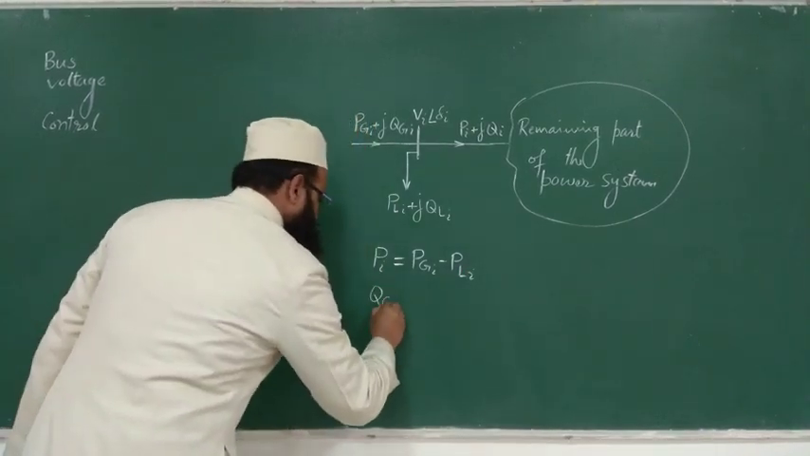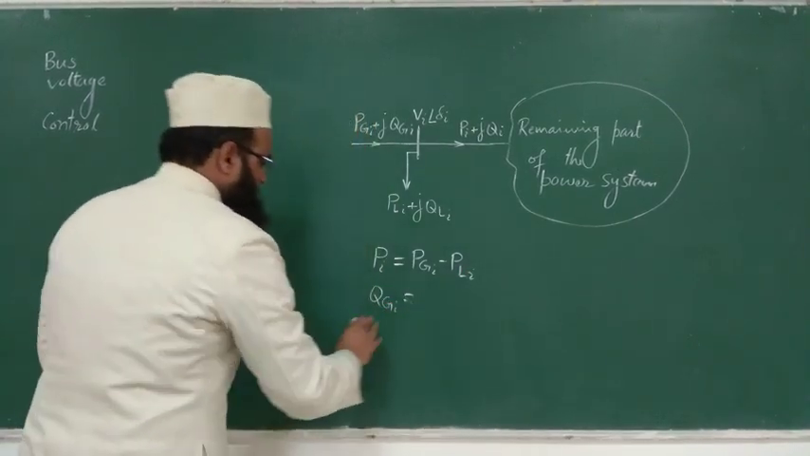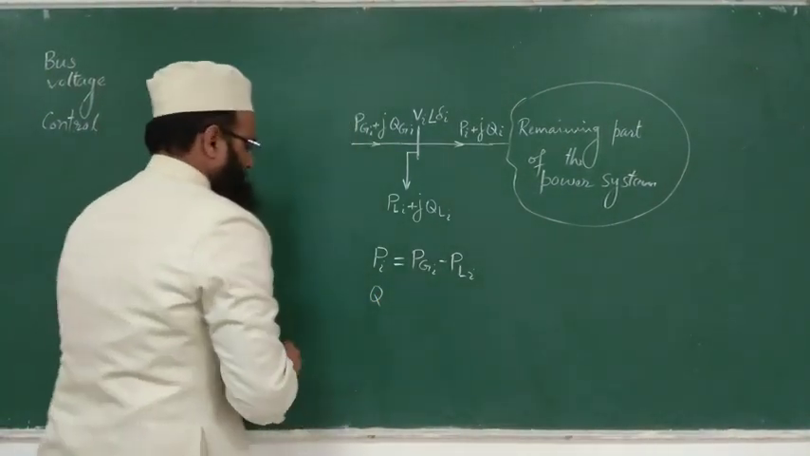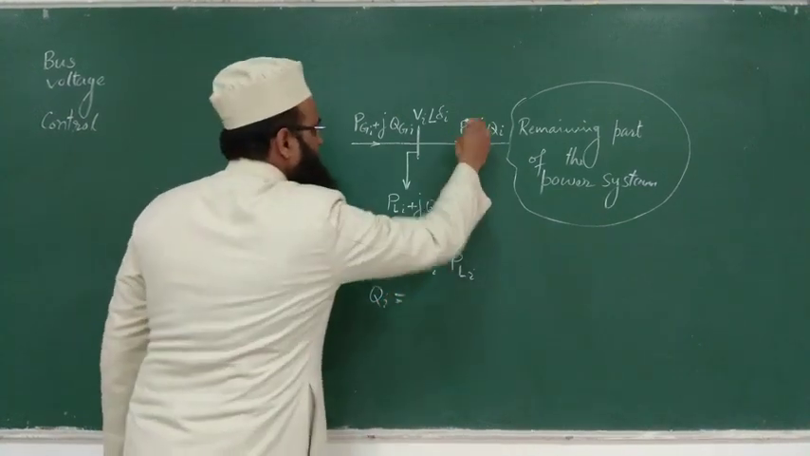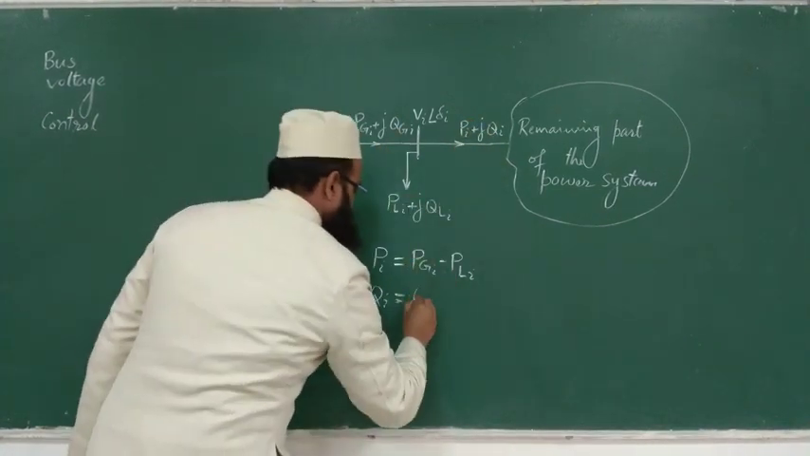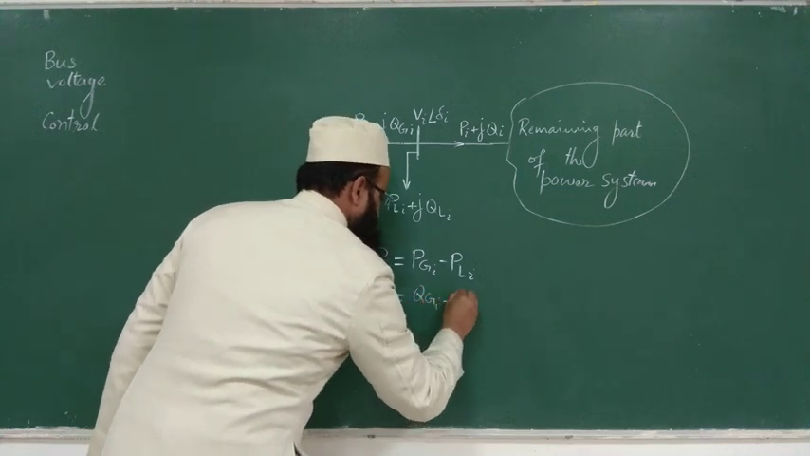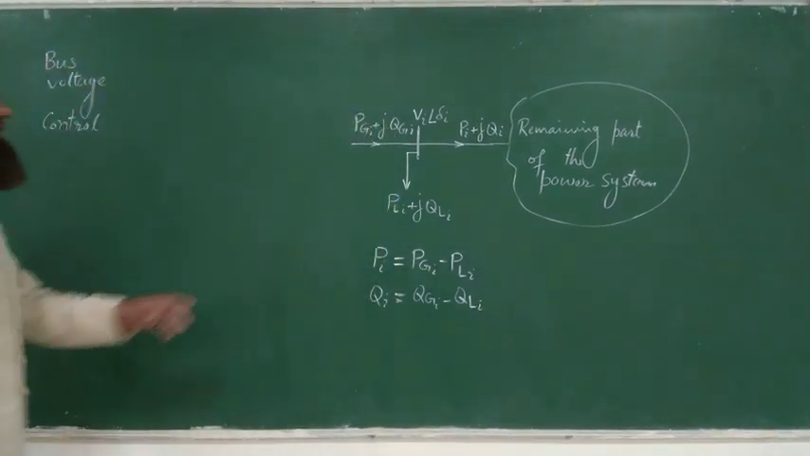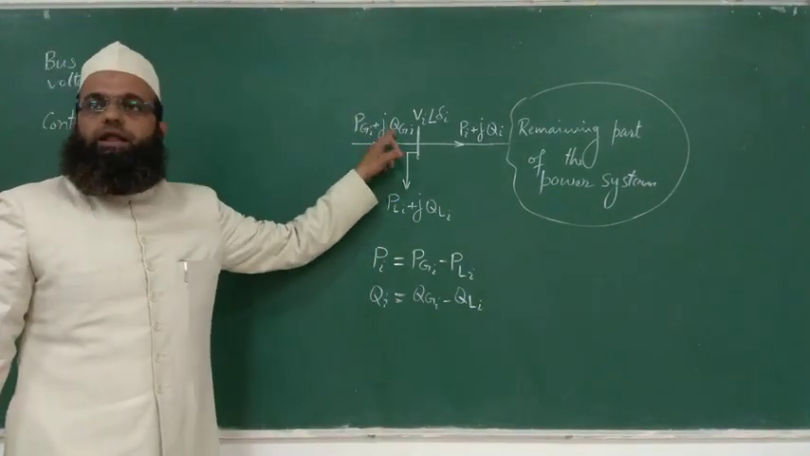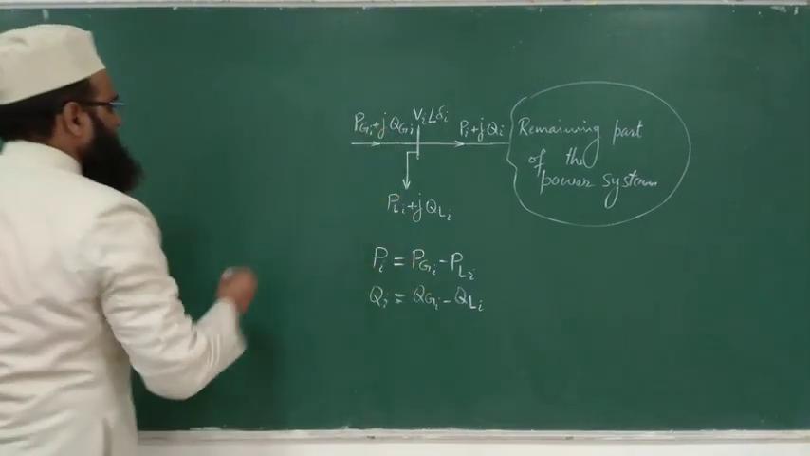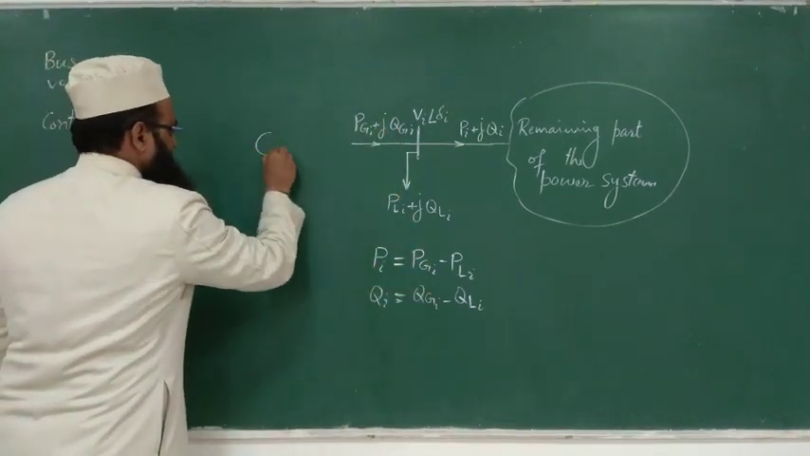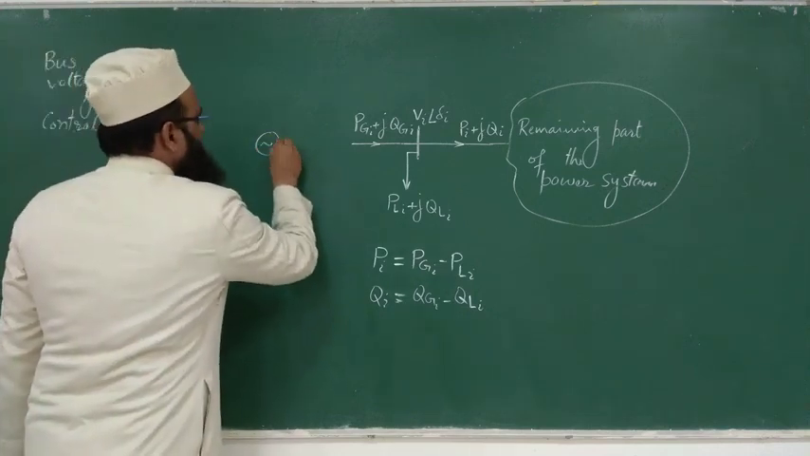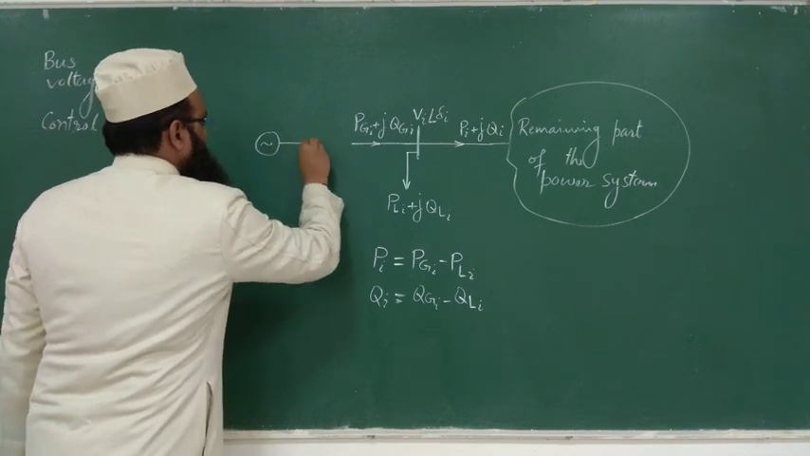What about Qi? Qi will be equal to QGi minus this QLi. Is it not? So from where is this power coming? From the generator connected at the ith bus. So denote this generator also, and denote this reactance also.